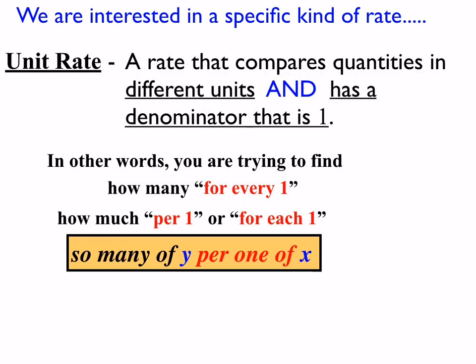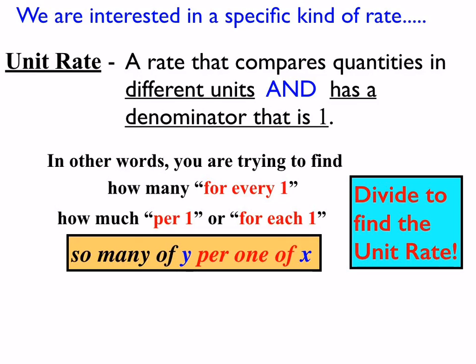Or so many of y per 1 of x. The idea is we're trying to make sure that the denominator is 1 when we simplify, and so on. And how we usually find that is we divide, typically, to find the unit rate. That's usually the easiest way to figure out what the unit rate is. And tomorrow we will see the importance of that, more so than maybe today.